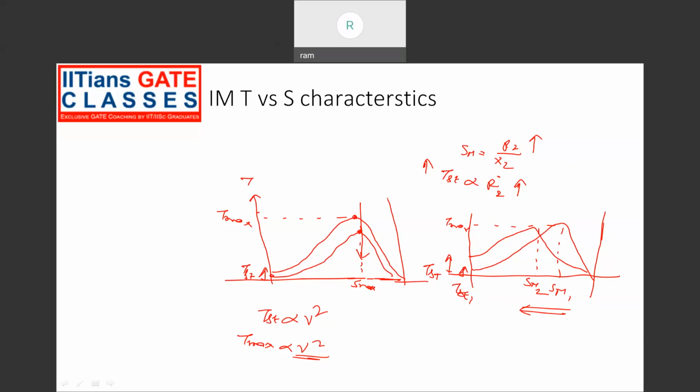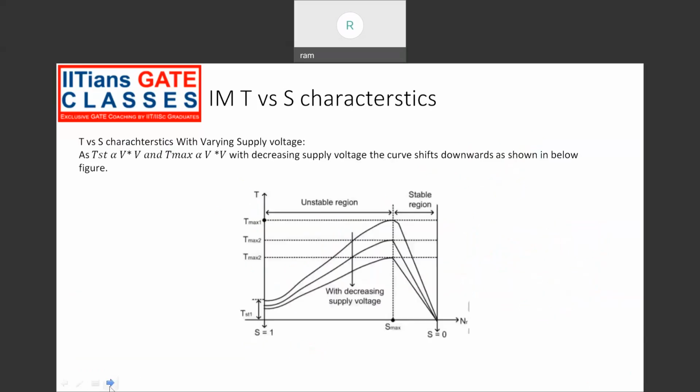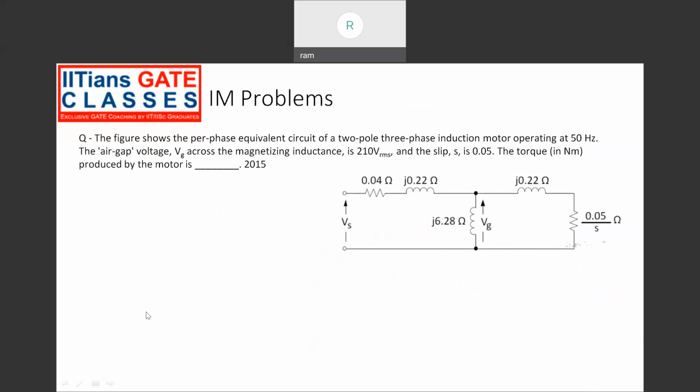Okay, we'll solve some of the examples. So this is what we have seen, the torque versus slip characteristic with varying voltage: as voltage keeps on increasing, the torque versus slip characteristic keeps coming down. And this is the torque versus slip characteristic with varying rotor resistance. So let's try to solve this question from year 2015.